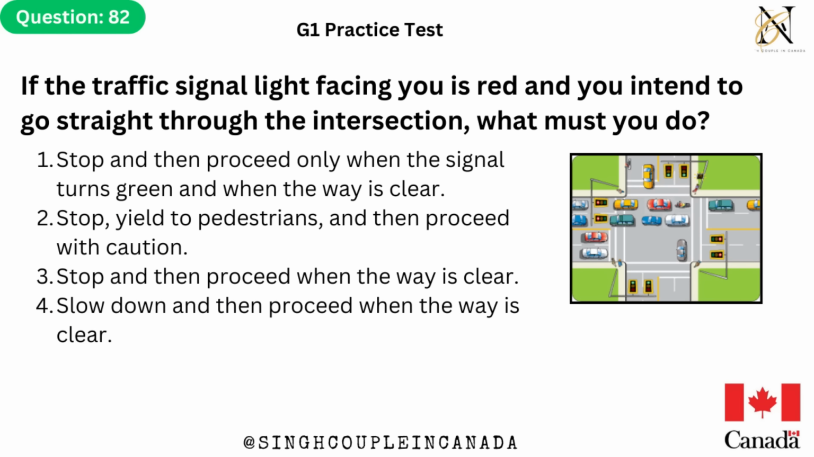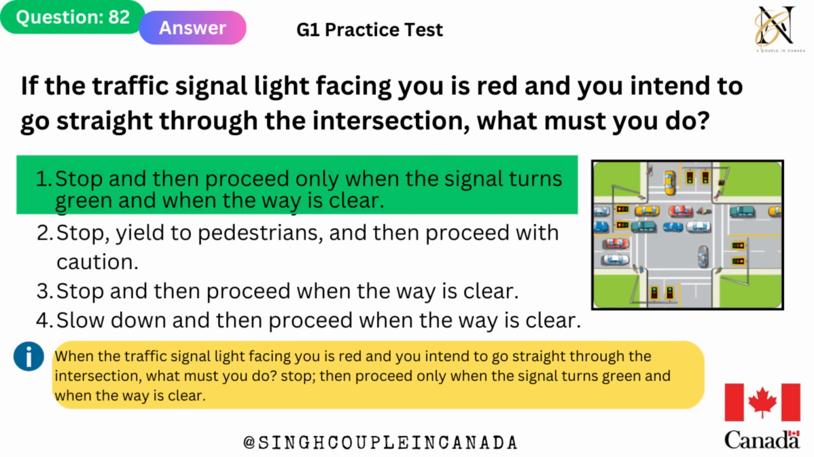If the traffic signal light facing you is red and you intend to go straight through the intersection, what must you do? 1. Stop and then proceed only when the signal turns green and when the way is clear. 2. Stop, yield to pedestrians, and then proceed with caution. 3. Stop and then proceed when the way is clear. 4. Slow down and then proceed when the way is clear. The answer is 1. Stop and then proceed only when the signal turns green and when the way is clear.